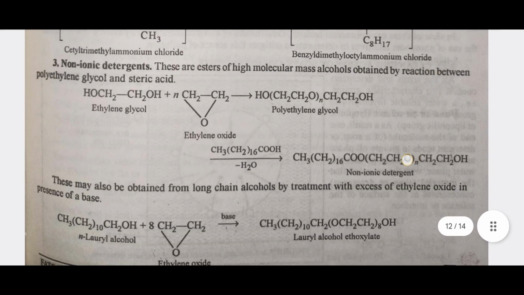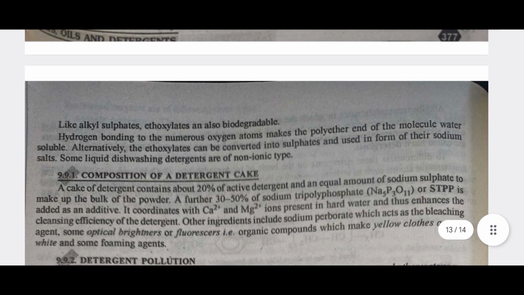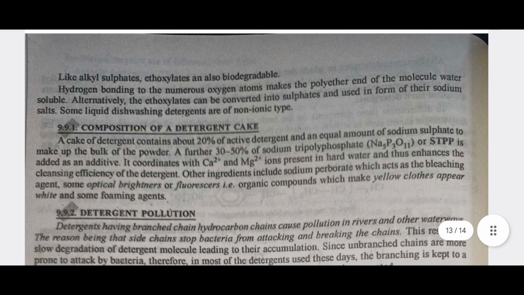Cationic detergents and third is non-ionic detergents. Now the composition of a detergent cake. A cake of detergent contains about 20% of active detergent and an equal amount of sodium sulfate to make up the bulk of the powder.